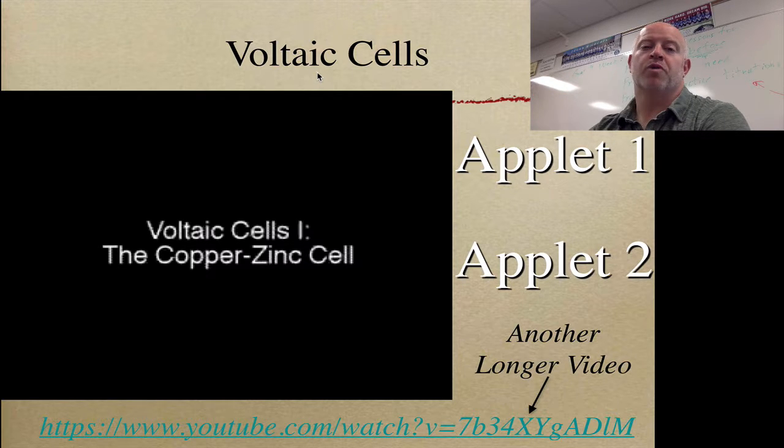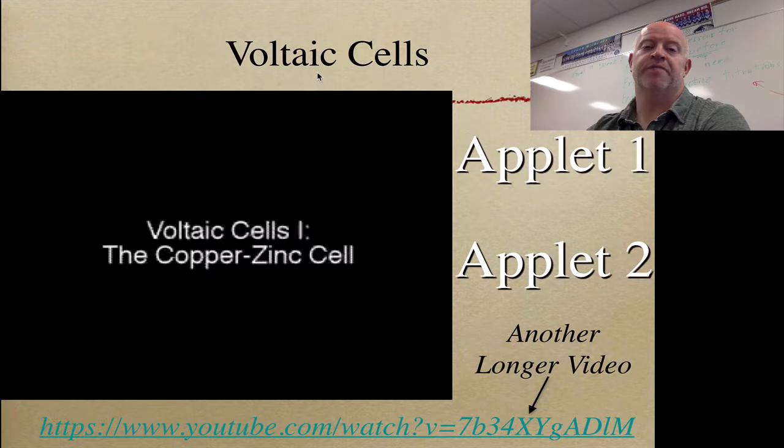So when we started this unit, we talked a lot about redox and oxidation reduction, and what is gaining electrons and what is losing electrons. Now, the reason why we start the unit with that stuff is because that's the foundational chemistry behind how batteries work or how voltaic cells work.